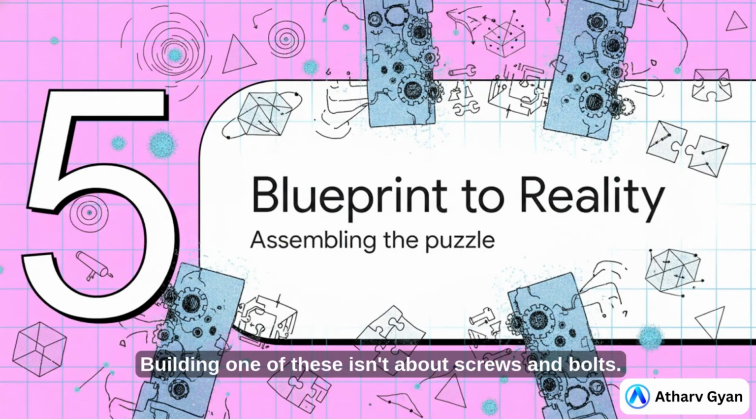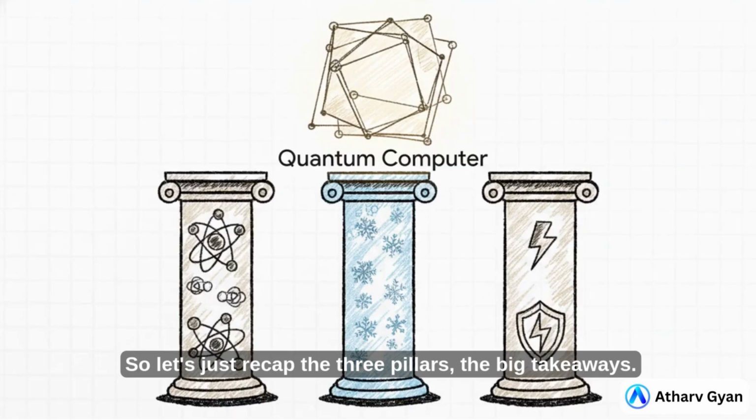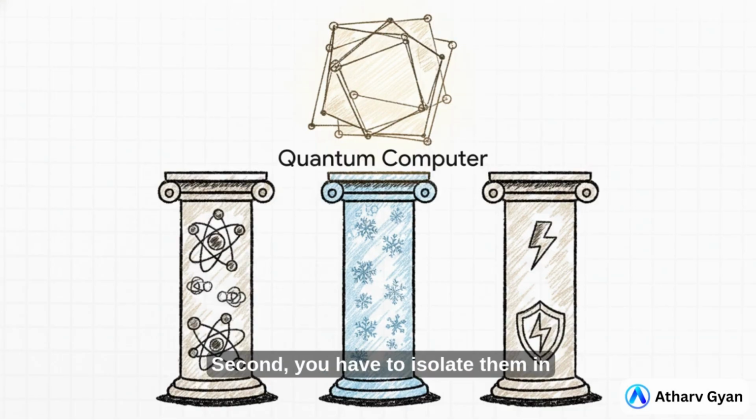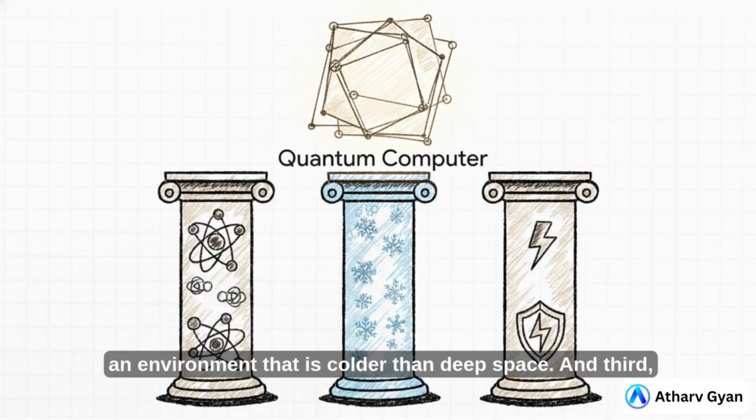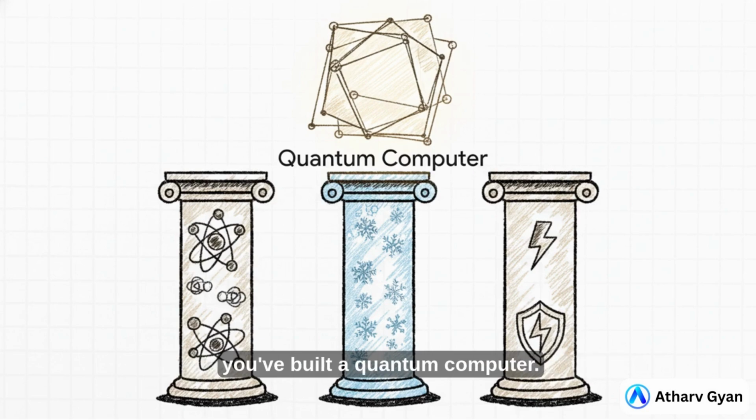So there you have it. That's our blueprint. Building one of these isn't about screws and bolts. It's about solving these three massive, fundamental challenges that push the absolute limits of physics and engineering. So let's just recap the three pillars, the big takeaways. First, you have to somehow build these perfect, stable qubits. Second, you have to isolate them in an environment that is colder than deep space. And third, you need a lightning-fast error correction system to act as a constant bodyguard for their quantum states.